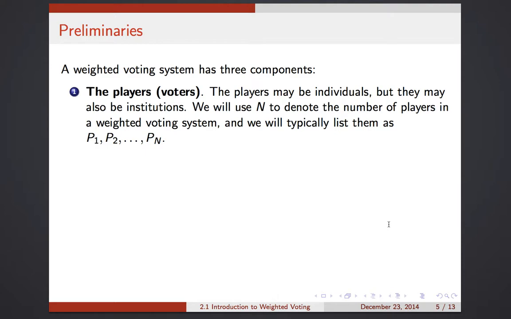Okay, so a weighted voting system has 3 components. The voters themselves, which are referred to as players. And the players can be individuals, but they can also be institutions or countries or whatever, like with the United Nations. And we will use capital N to denote the number of players in the weighted voting system. And we will list them with capital P's and a subscript. So player 1, player 2, player 3, so on, all the way up to player 1,000, if there are 1,000 of them.